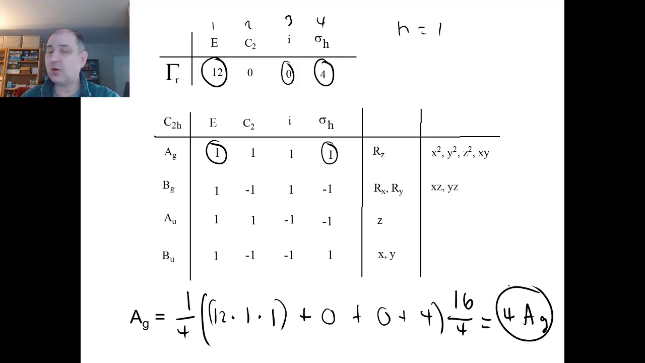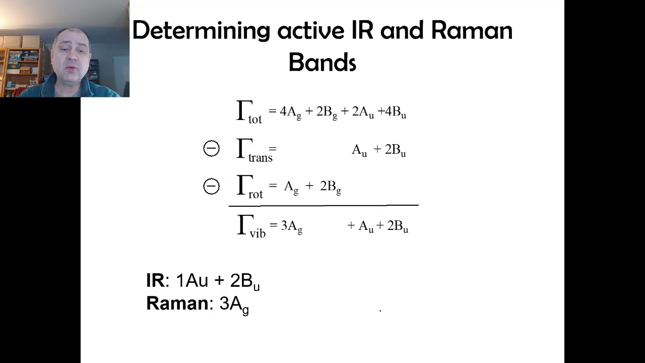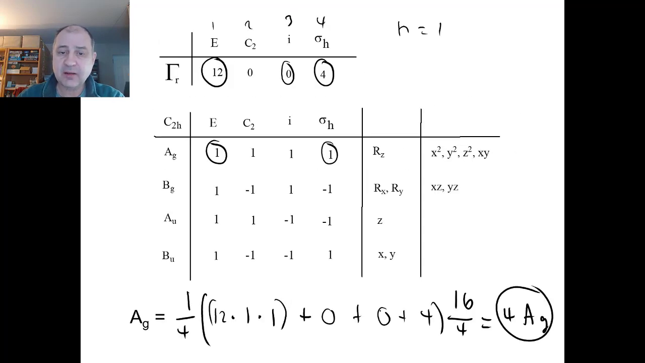Ags. And so you just go through the tedious motion of doing that for each of them. You end up with 4 Ags, 2 Bgs, 2 Aus, and 4 Bus. We do the same thing again. You go to the character table and subtract out. And I'll go back real quick. Again, if you're looking for the rotations, it's going to be an Ag and 2 Bgs. If you're looking for the translations, it's going to be the Aus and the Bus.